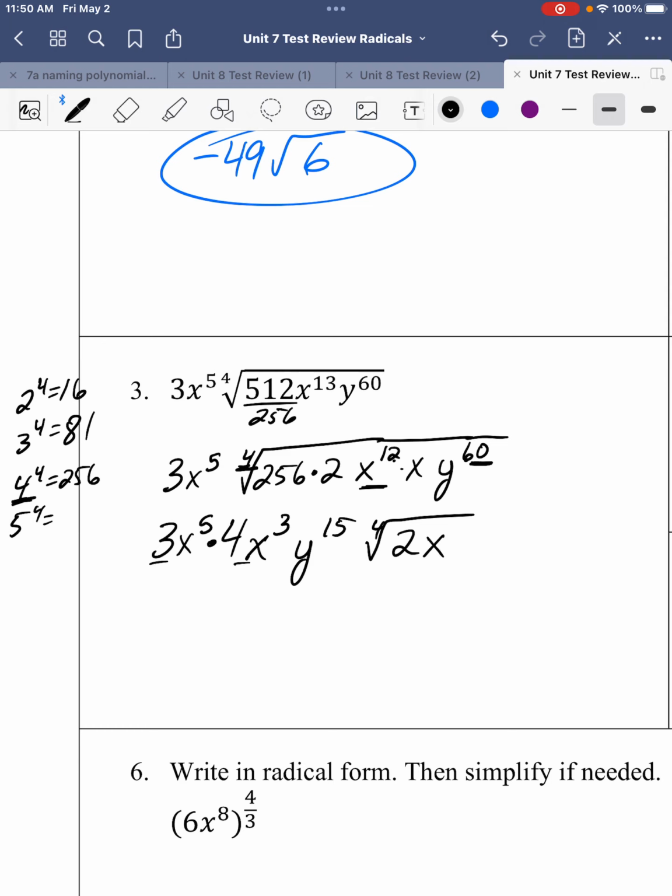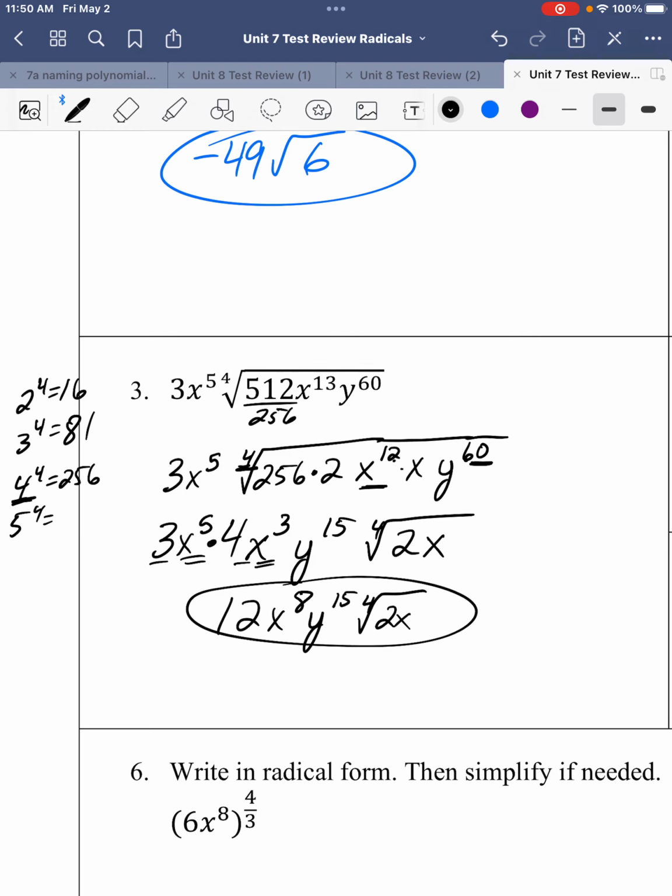So we have 3 times 4 is 12. x times x to the 5th times x to the 3rd, we add those exponents. y to the 15th, fourth root of 2x. And that is our final answer there.